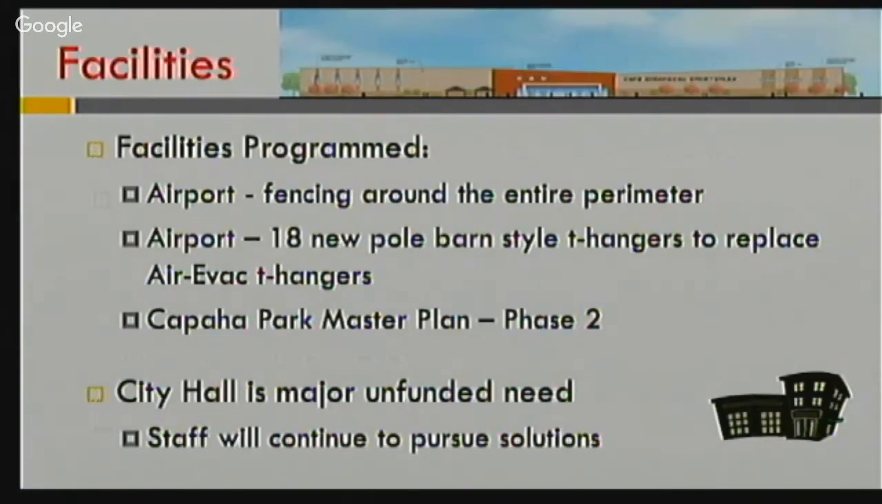We also have our airport, which would be the 18 new barn-style T hangars to replace the air evac T hangars. We estimate that to be about $500,000. And then Capitol Park Master Plan Phase 2, that would be addition of a splash pad, ADA accessibility to our amphitheater, and new restrooms for the park. And then again, City Hall is still a major unfunded need at this time.